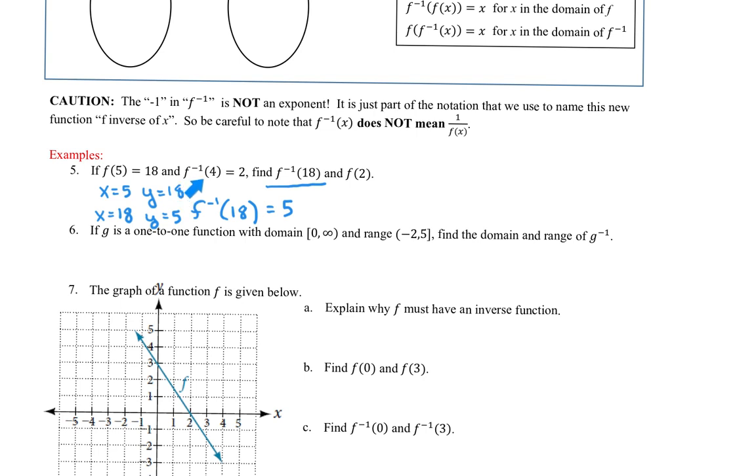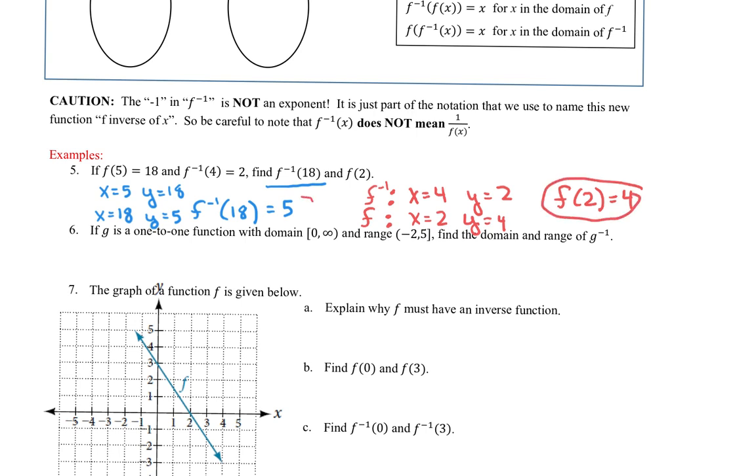We're also told that the inverse of 4 equals 2, and we're asked to find the f of 2. So for the inverse of 4, x equals 4 and y equals 2. This is for the inverse, remember? So that means for the function, x will equal 2 and y will equal 4. And we would write that as the f of 2 equals 4. So these would be our two answers for number 5.